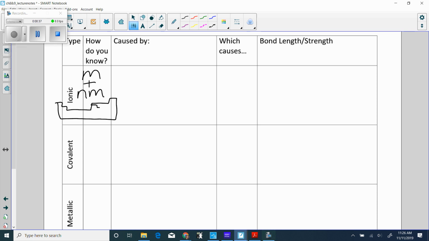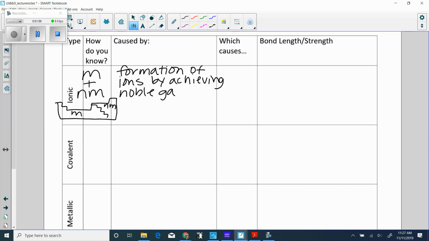I'm not going to assume that you know the difference between metals and nonmetals on the periodic table. The nonmetals are to the right of the staircase. The metals are to the left. So when you have one of each, that creates an ionic bond. The ionic bond is caused by the formation of ions by achieving noble gas electron configuration.